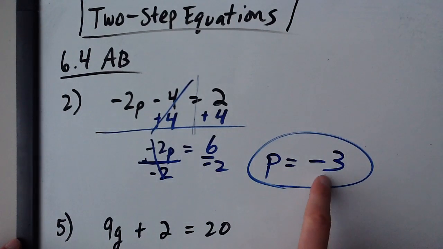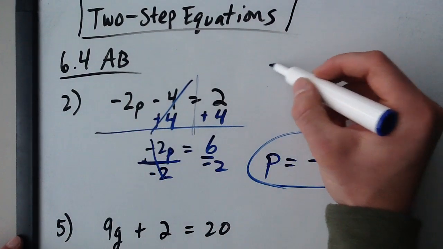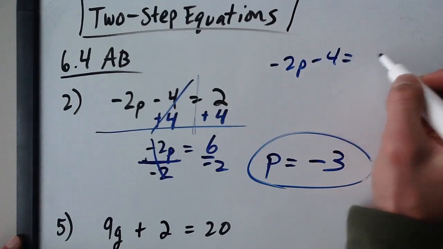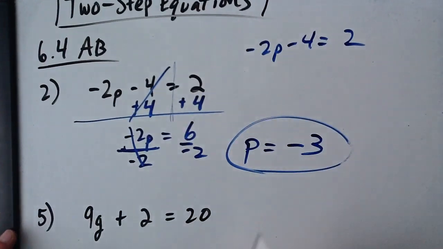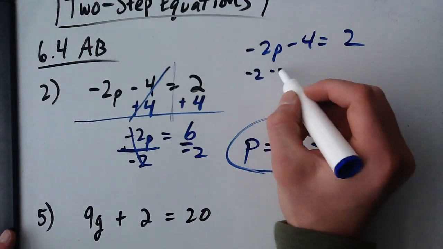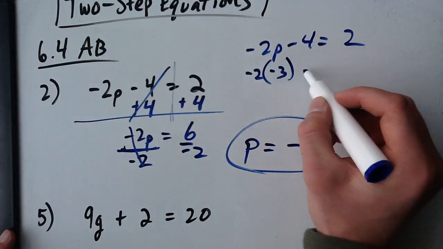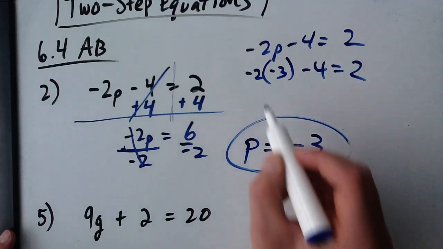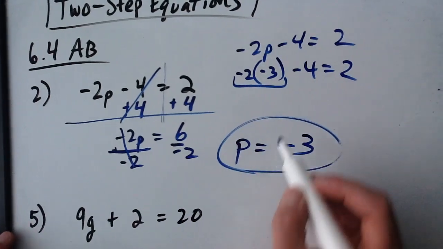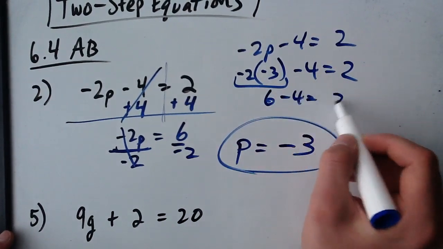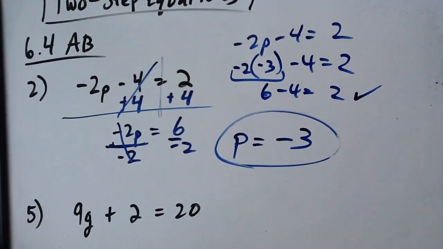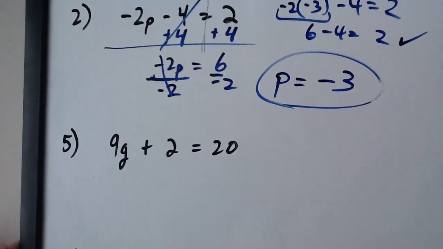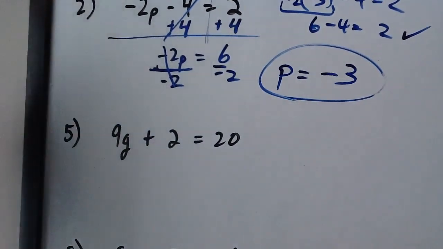Which means if I plug negative 3 back into the original equation, if I have negative 2p minus 4 equals 2, if I plug negative 3 back in for p, the equation should hold true. So let's try it. Negative 2 times p, which is negative 3, minus 4 equals 2. Right here, negative 2 times negative 3 is 6, and 6 minus 4 equals 2. That is true. And so, yes, we have solved correctly. P is negative 3.